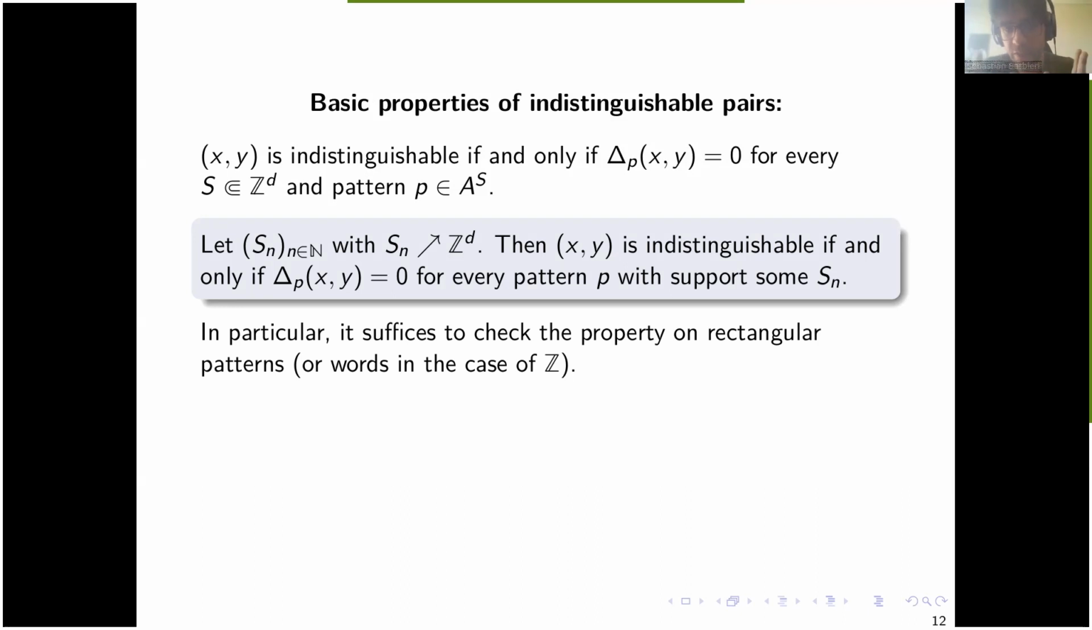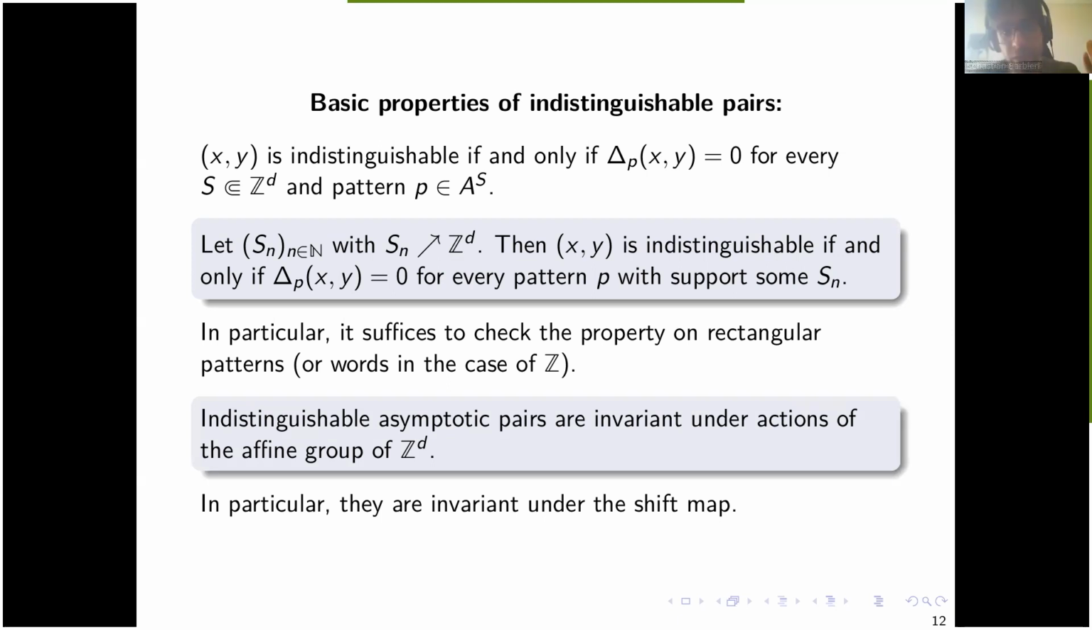If I take a sequence of finite supports S_n on Z^d that grows up to Z^d, then X, Y is going to be indistinguishable if and only if this condition happens only on patterns with support some S_n. That means I don't need to really test all finite subsets of Z^d. It suffices to check, say, rectangles or words. I don't need to look at, say, words with gaps in the middle. I can just look at convex supports, for instance.